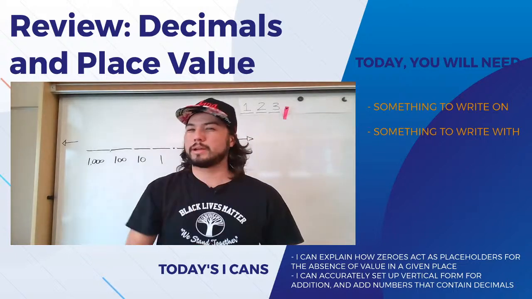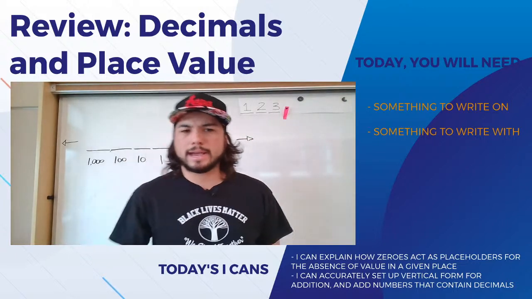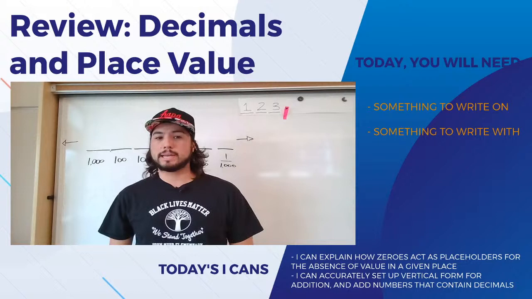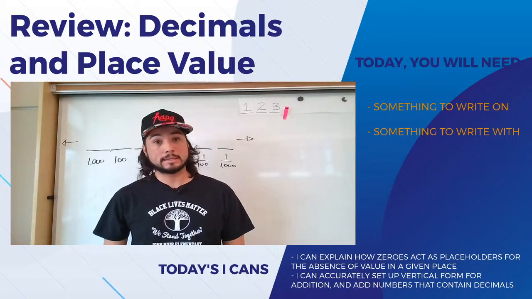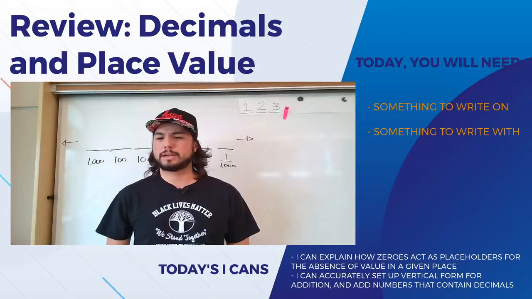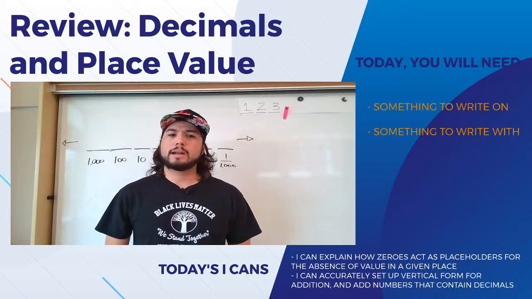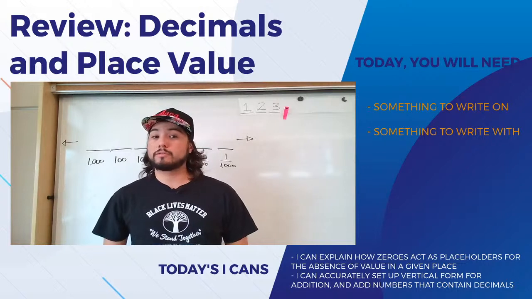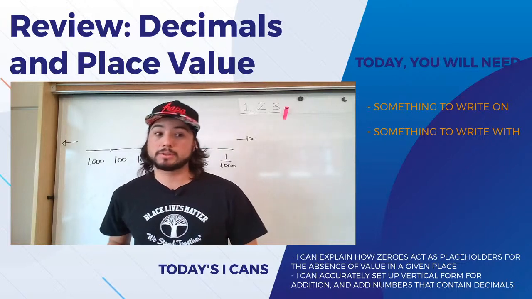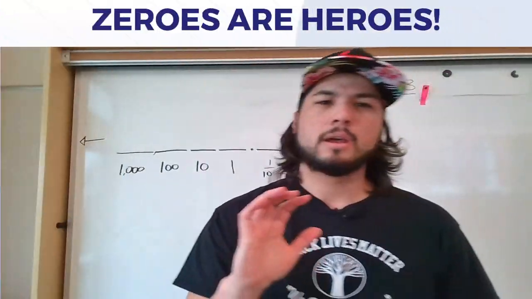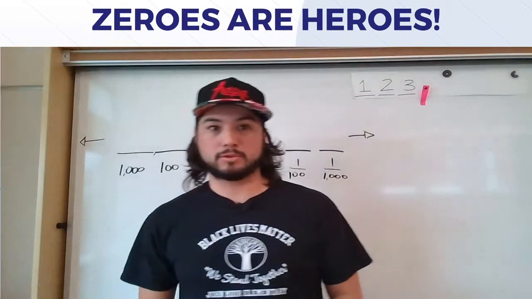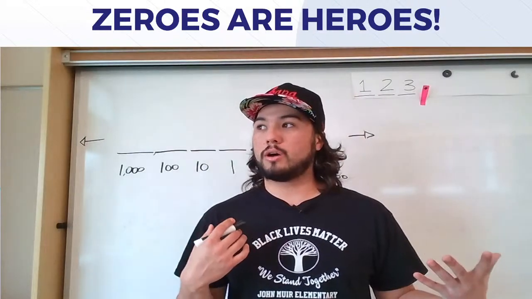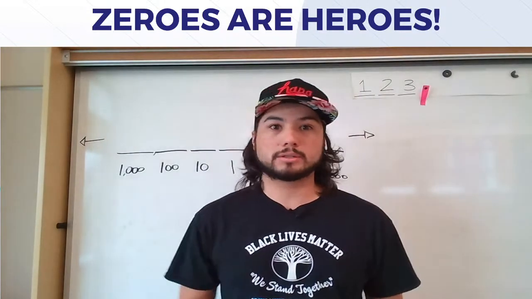Today we are reviewing decimals and place value. You're going to need something to write on and something to write with, and here are the I cans. I can explain how zeros act as placeholders for the absence of value in a given place. That sounds very complicated. It's not as complicated as you think. We'll go over it. And also, I can accurately set up vertical form for addition and add numbers that contain decimals.